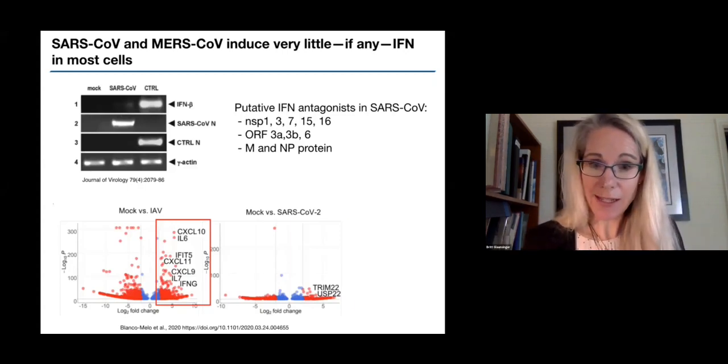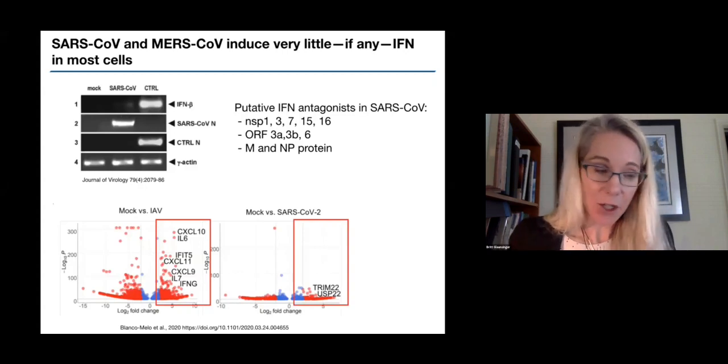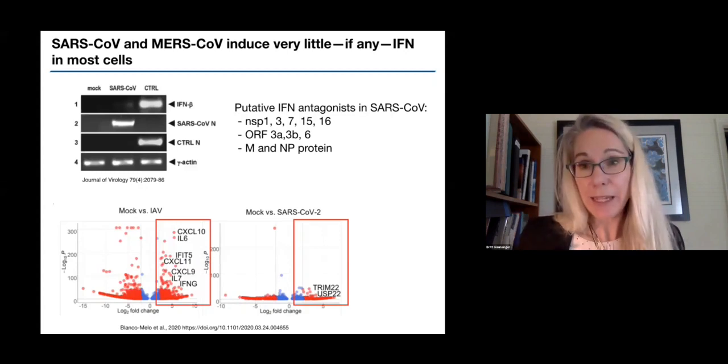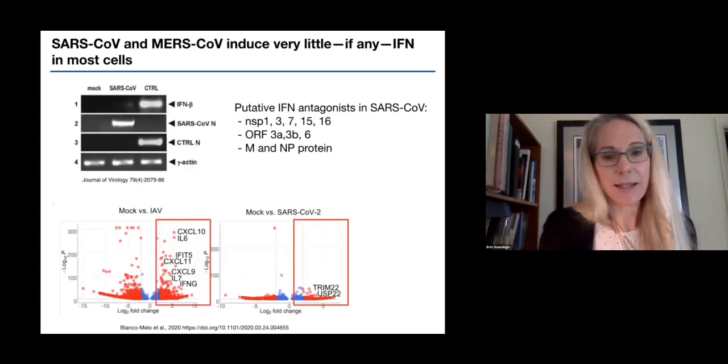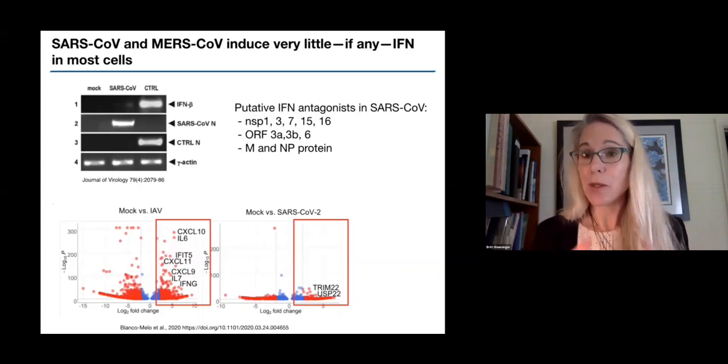In contrast, SARS coronavirus 2 basically lacks robust induction of type 1 and type 3 interferons and a number of chemokines that would be indicative of the fact that this virus is doing an excellent job dampening these early, which are critical, immune responses in a host.